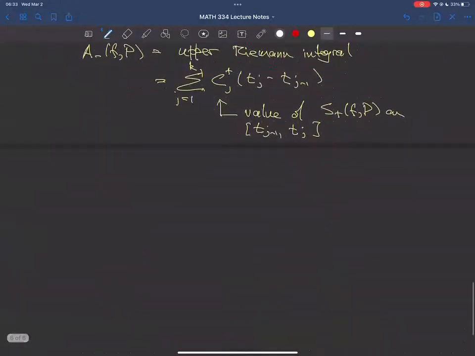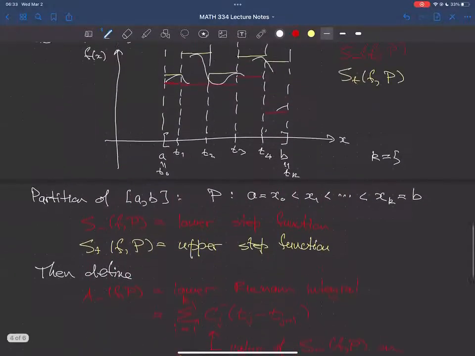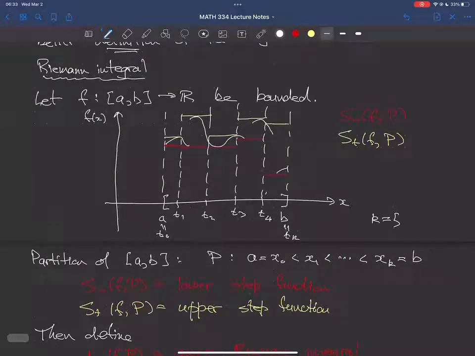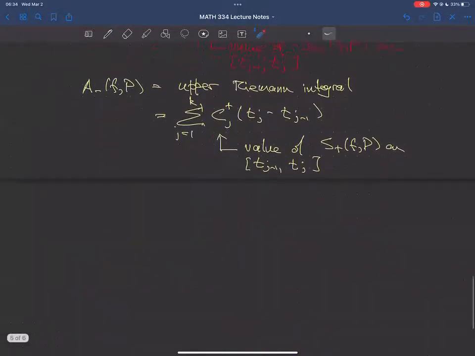Okay. So now the idea here is the following: if you make this partition finer and finer, the idea should be that these two quantities get closer and closer together, and in the limit as the partition becomes finer and finer, they converge, and they converge to the same thing, right? So let's formalize that.